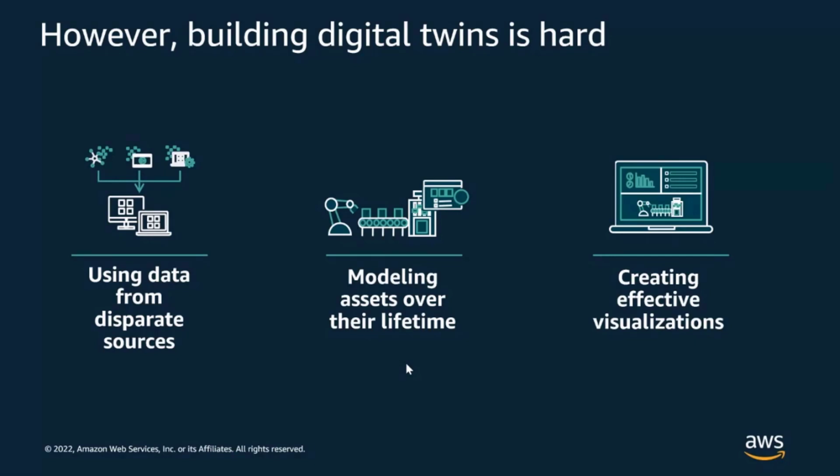Once you've got that semantic model in place, the next challenge is that your operation changes. So 6 months down the road, you've added a new piece of equipment, you've decommissioned something else, your operation is constantly changing. And so that digital twin can't be static. It needs to evolve over time, and the design and management of that twin needs to adapt.